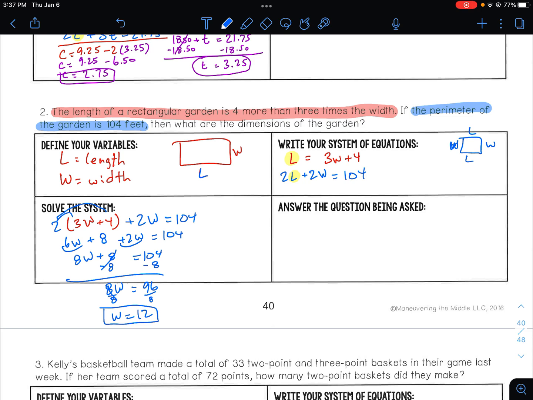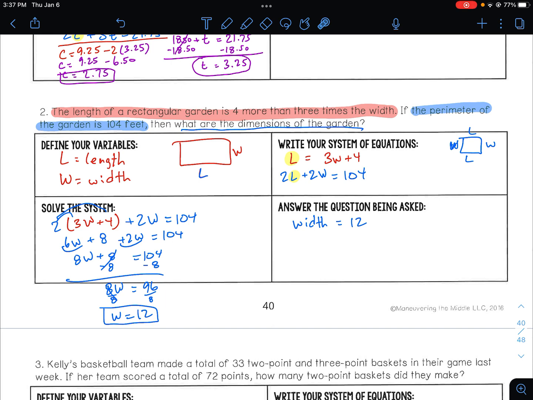What are the dimensions of the garden is what they're asking. So they're asking for the width and the length. Width is 12. What's the length? Well, I need to plug this 12 back into one of the equations. I'm going to plug that back into the red equation.